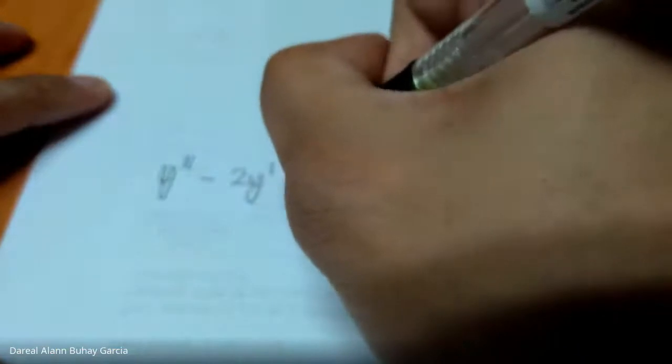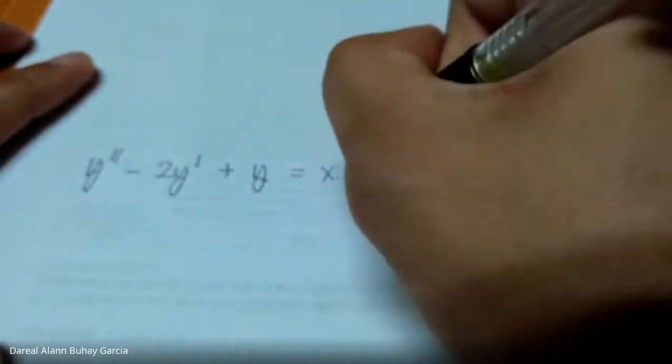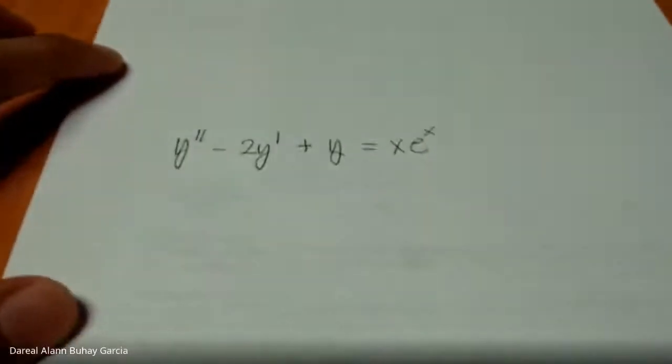y double prime minus 2y prime plus y equals x e to the power of x. Go ahead and try to solve this one. I will put up an activity in e-learn where you can post your solutions. And this will constitute your seat work for this afternoon. Okay?